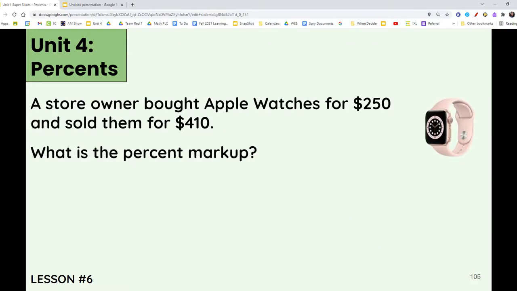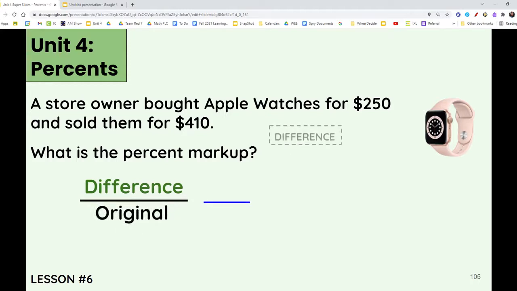So let's solve this problem. A store owner bought Apple Watches for $250 and sold them for $410. What is the percent markup? So we have to find the difference over the original. So first let's work on the difference. Let's do $410 minus $250. Go ahead and find the difference. Okay, you should have found the difference to be $160.